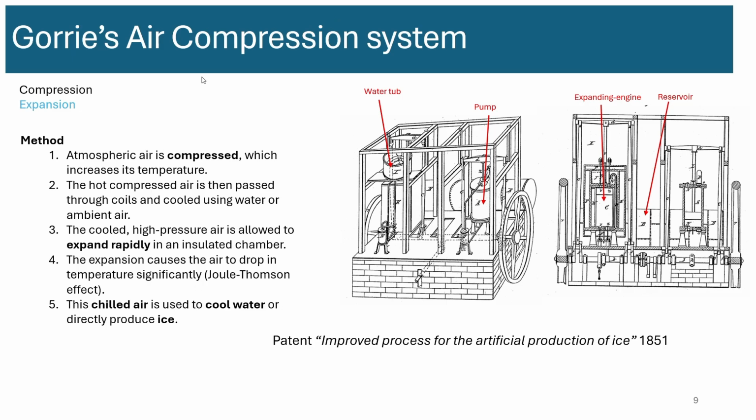So if you look at Gorrie's air compression system from 1851, you can see that the stages in the system are compression and expansion. Okay, atmospheric air is compressed, which increases temperature. Then it's cooled by using water, and brought to a lower temperature, and then it is expanded, and it's allowed to expand in an insulated chamber. This expansion causes the drop in temperature. So this is the cooling effect.